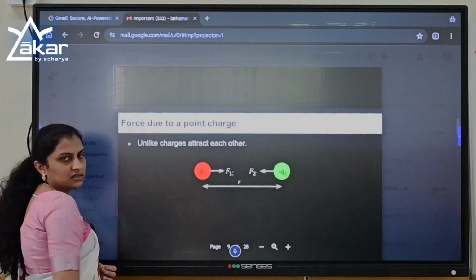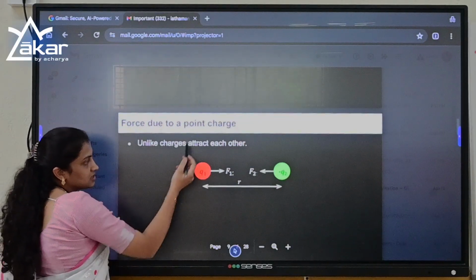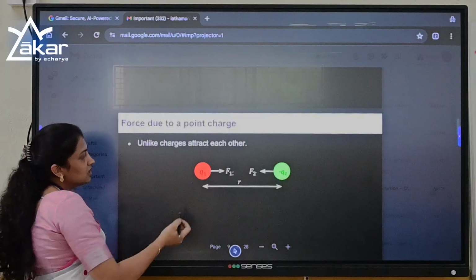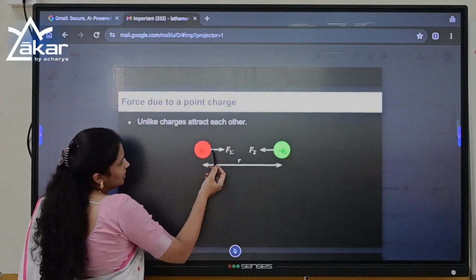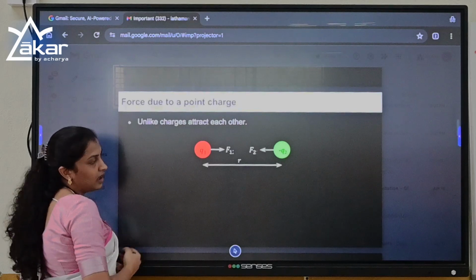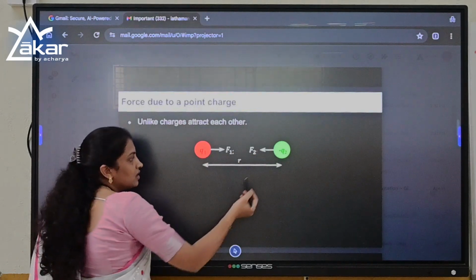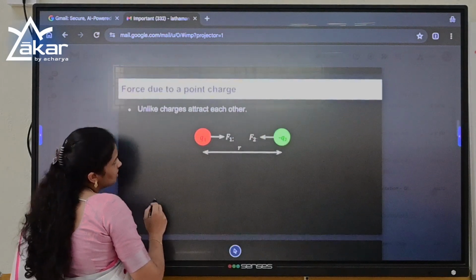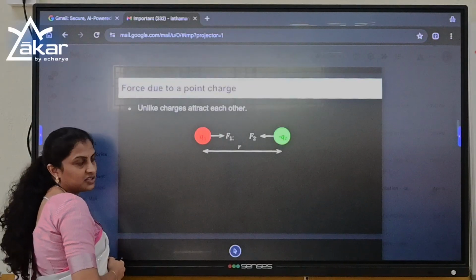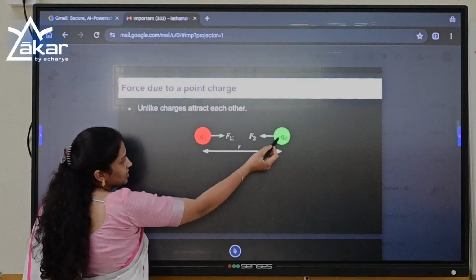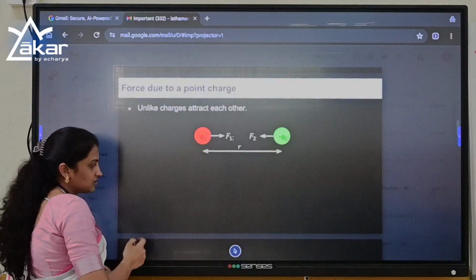Then unlike charges. We are learning about multiple charges. Here unlike charges attract each other. Q1 applies a force F1, unlike plus and minus. Then it applies a force on the other. So this is unlike charges, and unlike charges attract each other. Like charges are minus, minus or plus, plus.